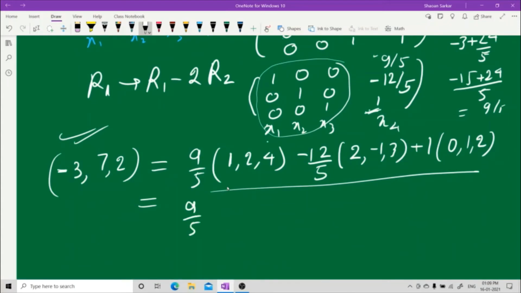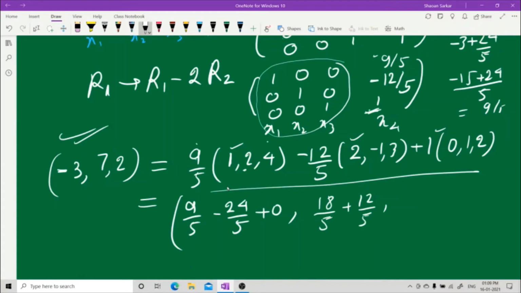9 by 5 minus 24 by 5. I'm doing the x coordinate, this coordinate, this coordinate, and this coordinate plus 0. Now write it like this. 9 2s are 18 by 5 plus 12 by 5. Now you have 9 4s are 36 plus 1. Sorry, just a minute. I forgot this last one. Plus 1. Now you see, this is basically 9 4s are 36. 36 by 5. Then you have minus 36 by 5 and plus 2.